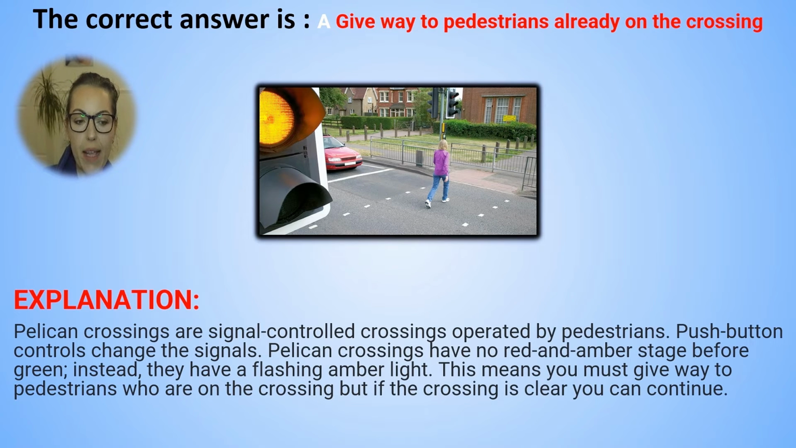Explanation. Pelican crossings are signal-controlled crossings operated by pedestrians. Push-button controls change the signals. Pelican crossings have no red and amber stage before green. Instead, they have a flashing amber light. This means you must give way to pedestrians who are on the crossing, but if the crossing is clear, you can continue.